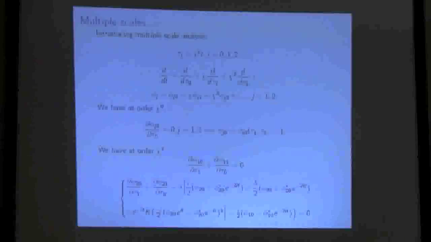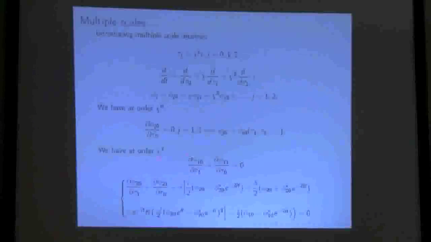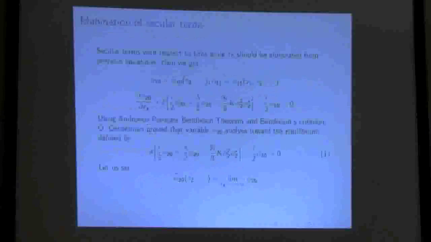At order 0, it is obvious from this equation that I will get simply the derivative of phi g0 versus tau 0, that is 0. It means phi g0 does not depend on tau 0, but on tau 1, tau 2 perhaps. At chi 1 order, I have this relation for phi 1,0 and phi 1,1, and a more complicated relation for phi 2,0 and phi 2,1. But these relations can be analyzed.